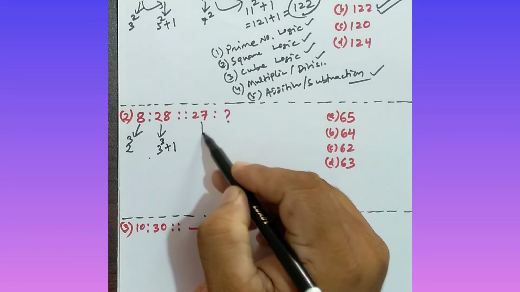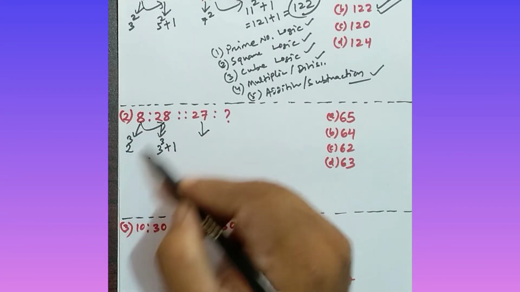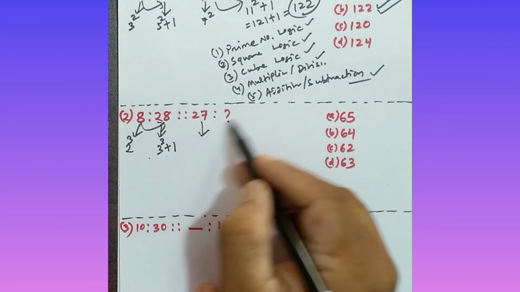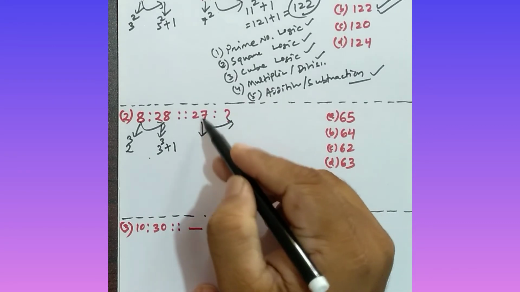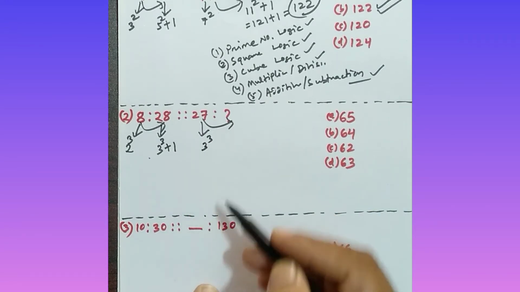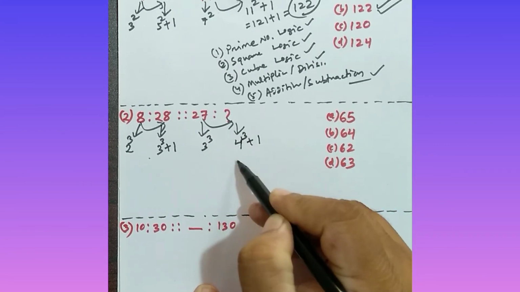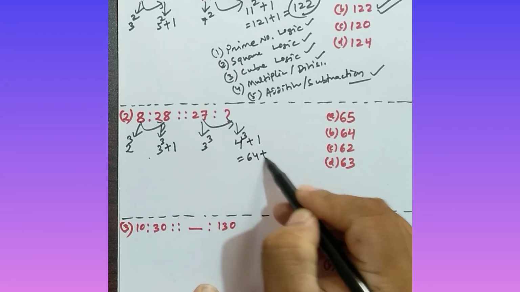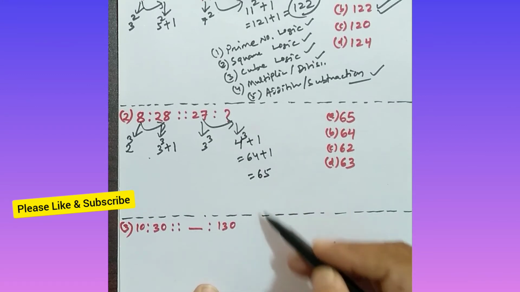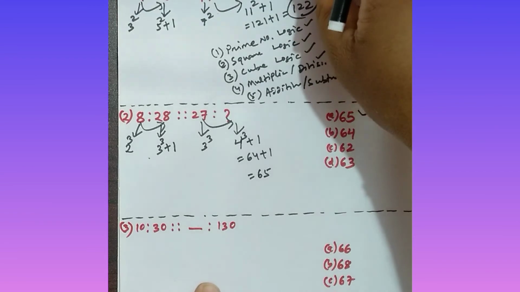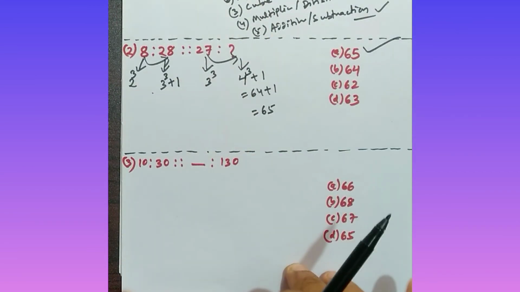Absolutely right. Now what is this one? What is the relationship here? 2 cube is 8, and 3 cube plus 1 is 28. So what will the relationship be in this one? Obviously this is 3 cube. So obviously this will be 4 cube plus 1. 4 cube is what? 64 plus 1. So what are you getting? 65. Is 65 in the options? Yes, it is. Okay, so 65 is your answer. So you are applying cube logic over here. Very simple. Look at the next question.